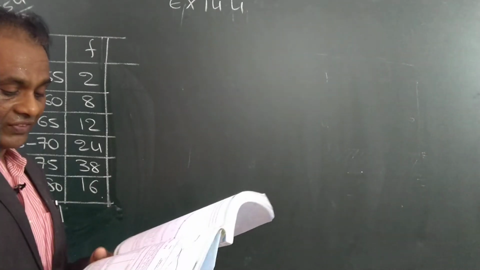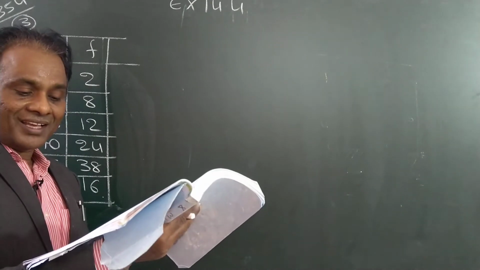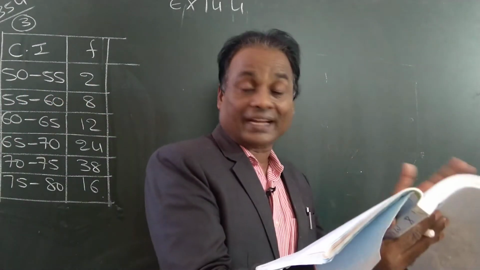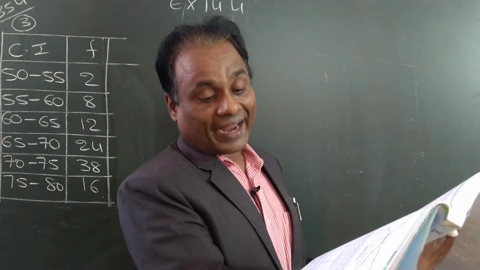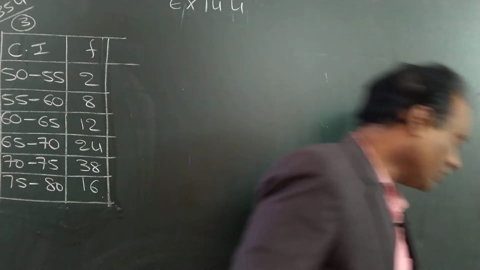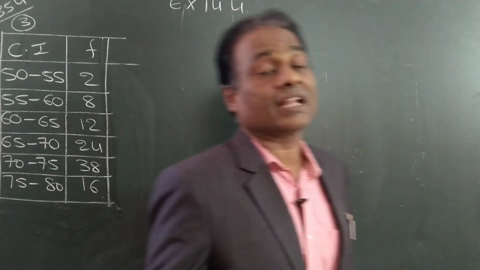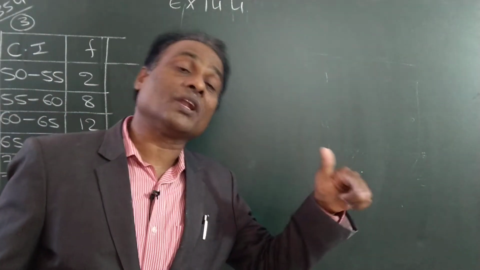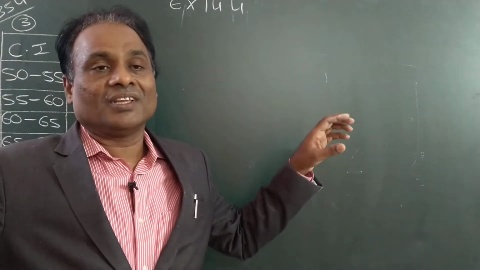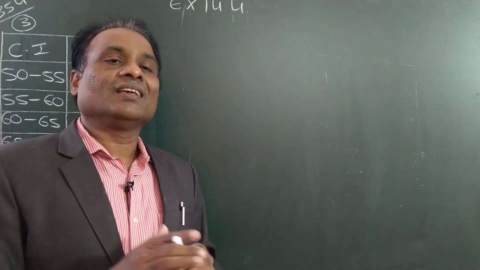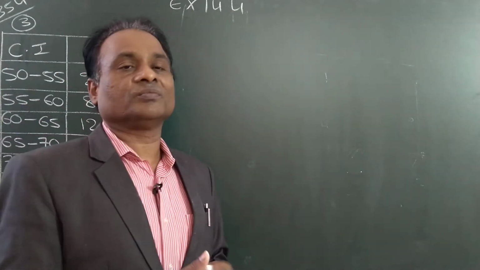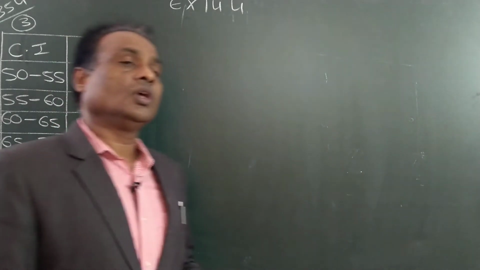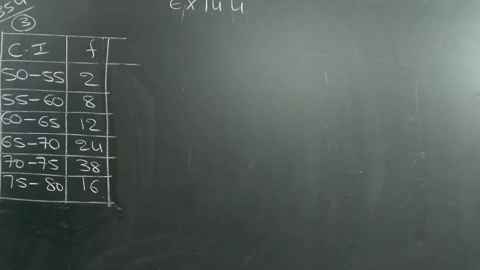The question is, more than type distribution you have to prepare and draw its ogive. Ogive of more than type, greater than, in other words we also use greater than cumulative frequency curve. Ogive means the shape of that curve is named as ogive. So greater than type ogive we have to draw.